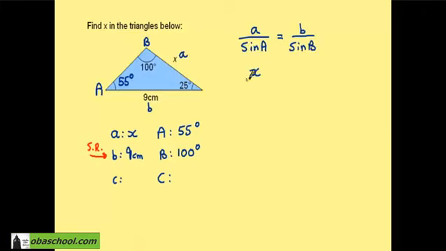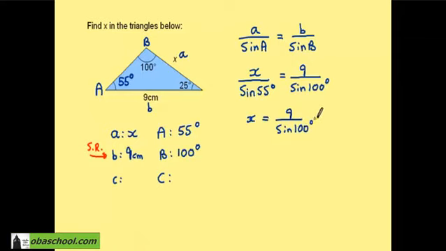Substituting in, we have x over the sine of 55 degrees is equal to 9 over the sine of 100 degrees. That means that x is equal to 9 over the sine of 100 degrees multiplied by the sine of 55 degrees.